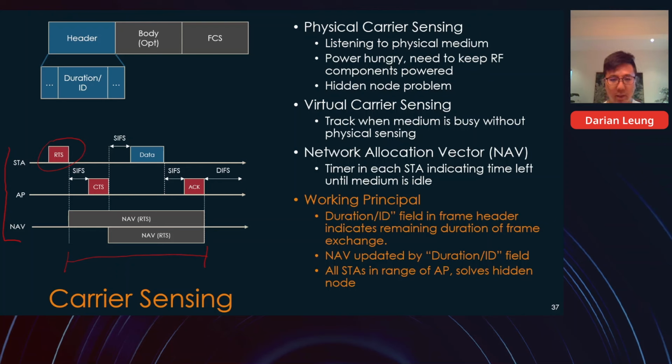And just in case there was a hidden node, all stations are within range of the AP. So when the AP sends a CTS frame, the CTS's duration field will indicate how long there's left for the four-way frame exchange. So the result of this is that all nodes within the BSS will have their NAVs updated as a result of the RTS and CTS frames. So they can go ahead and shut down their radios and wait until the NAV expires here before they power it back on and sense whether the medium is physically idle or not.